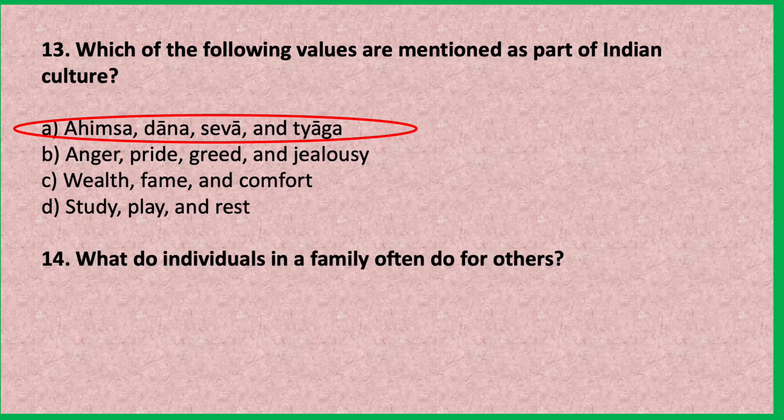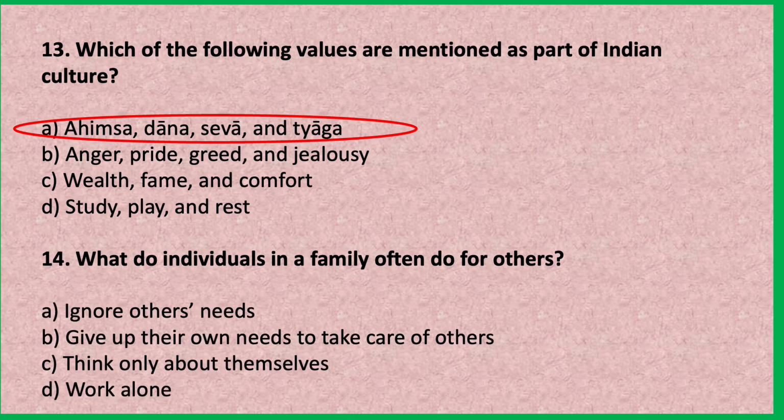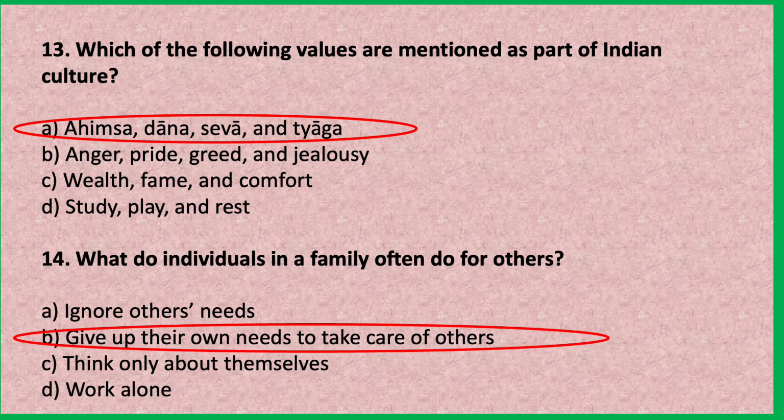What do individuals in a family often do for others? Ignore others' needs, give up their own needs to take care of others, think only about themselves, work alone. Individuals in the family often give up their own needs to take care of others.